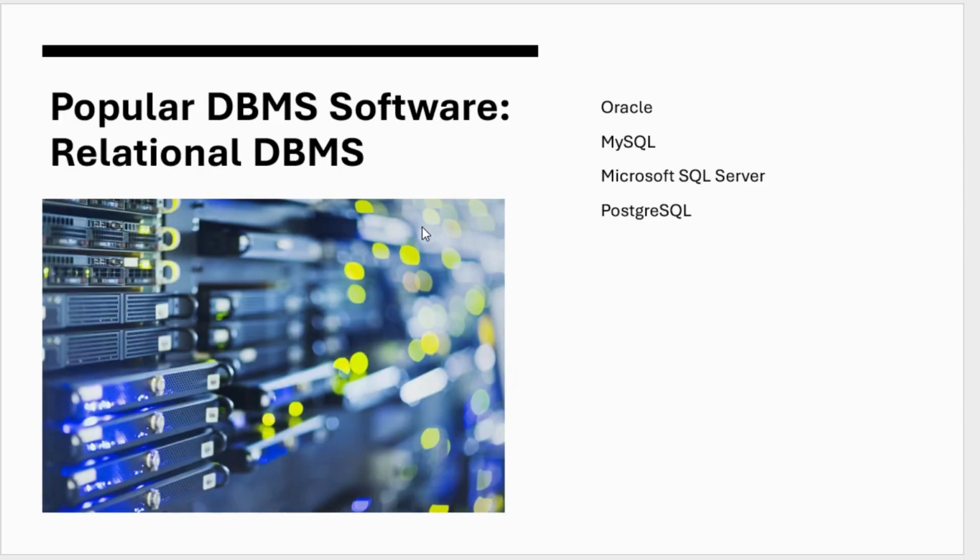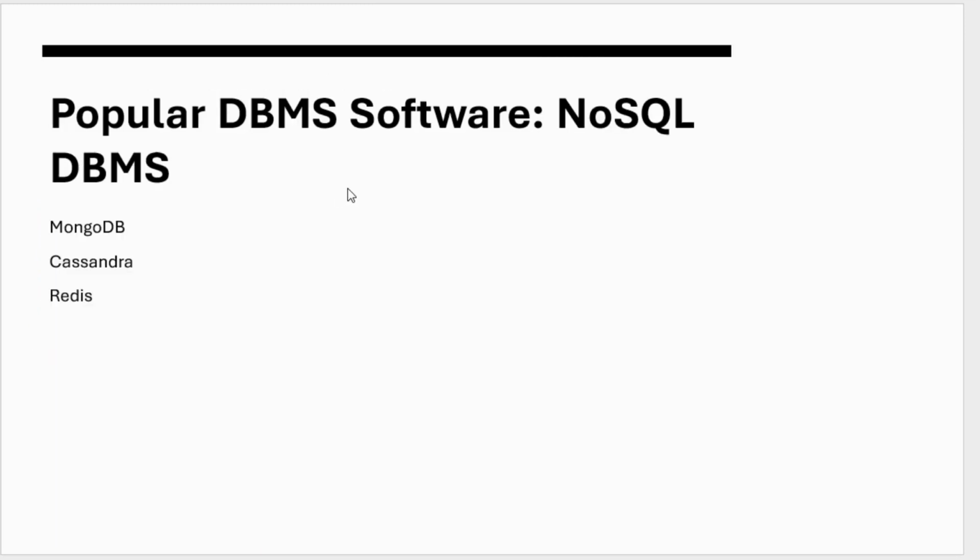What are the popular DBMS softwares in RDBMS? The popular DBMS softwares are Oracle, MySQL, Microsoft SQL, and PostgreSQL is an open source platform. The next topic is what are the main popular NoSQL DBMS softwares? MongoDB, Cassandra, and Redis.